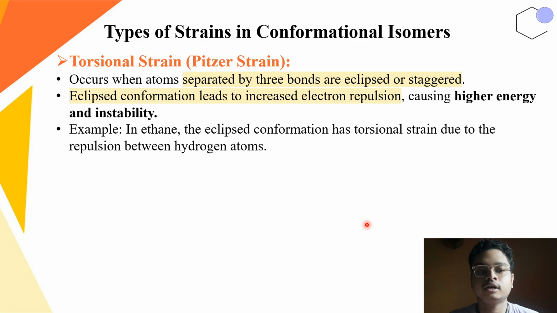So now we are talking about the types of strain in conformational isomers. The first is the torsion strain, also called the Pitzer strain. Torsion strain occurs when atoms separated by three bonds are eclipsed or staggered, and eclipsed conformers lead to increased electronic repulsion, causing a high energy barrier. For example, we are taking this particular molecule.